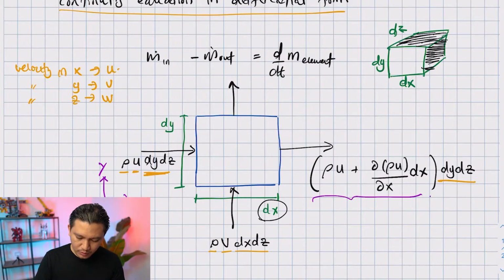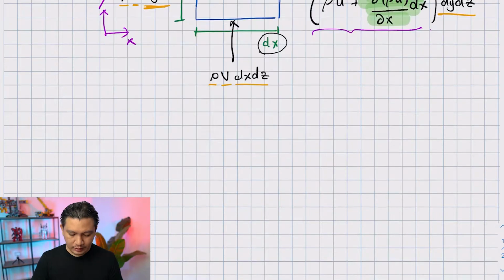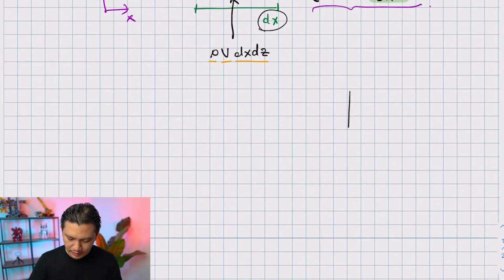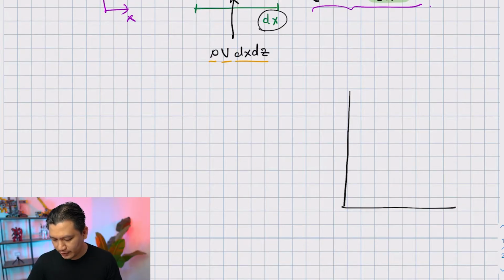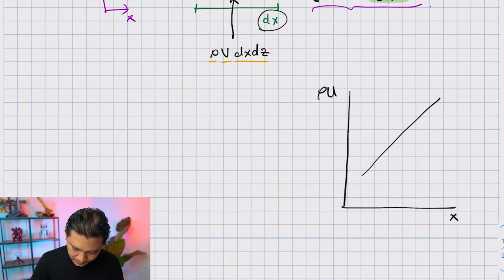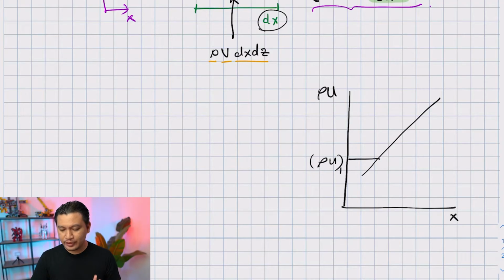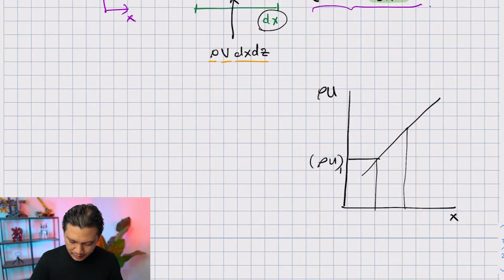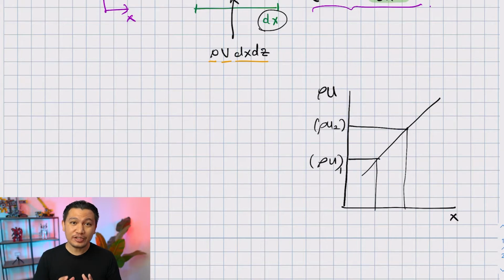Now, let me explain to you why we come up with this term. How can we come up with this term? So don't worry. Let me show you how. So now let's say that you have a graph that looks something like this. In x-axis you have x, and in y-axis you have rho times u. And rho times u changes across x. And you are here. Okay? So this is your rho u at point 1. And now, when you move across x, let's say here, you have moved across x, and this is now your rho u2. Now, my question to you is, what is rho u2?